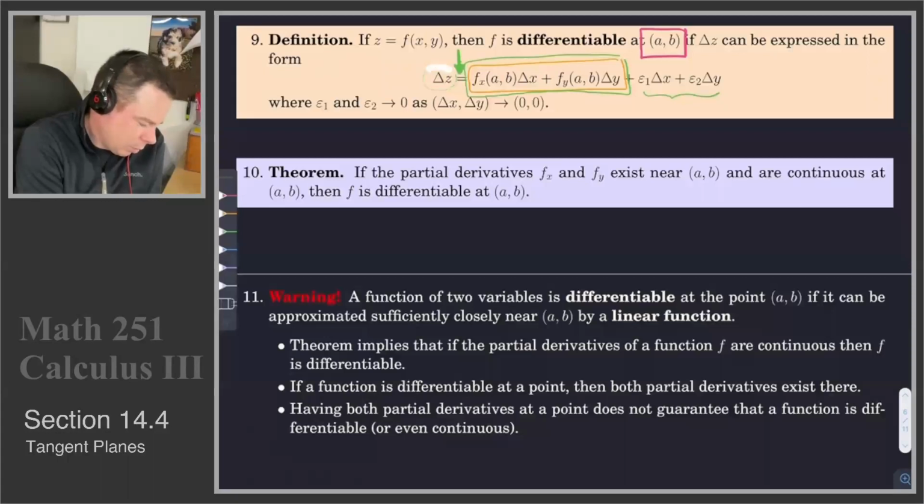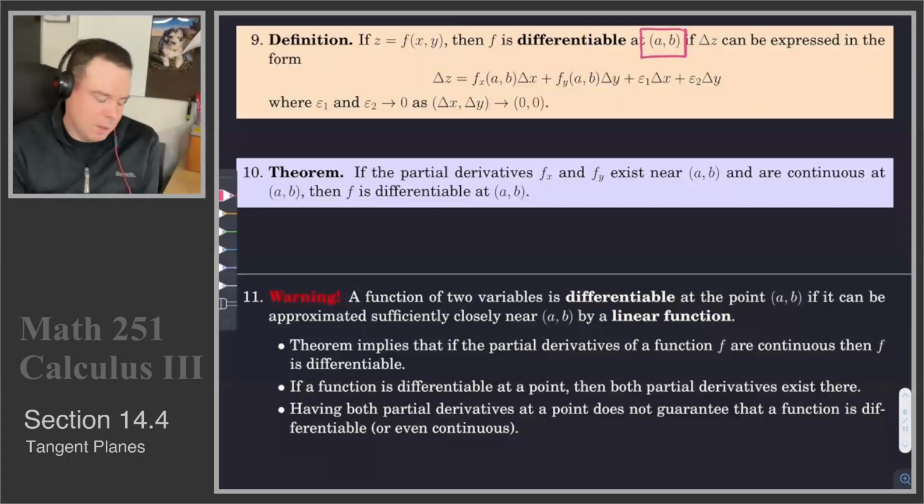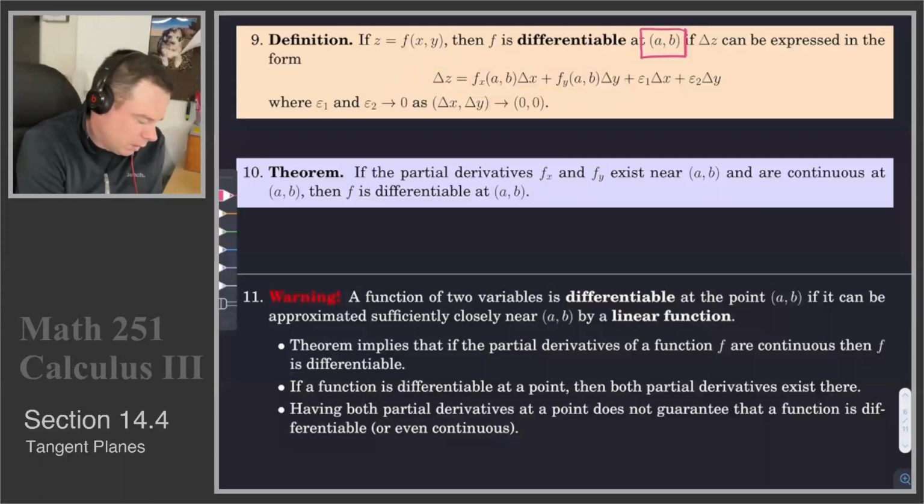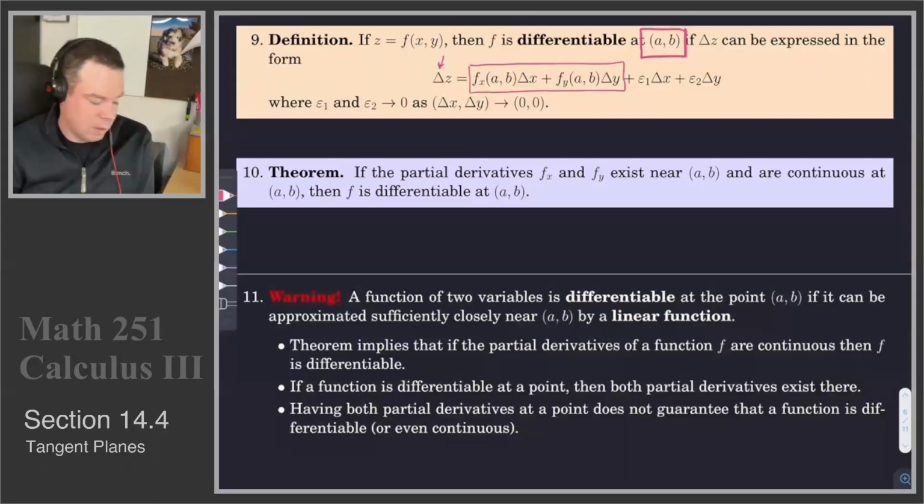I'll just erase some of my markings. So what we have is a function is differentiable if at a point (a, b), we're standing at that point and we move a little bit away from it. The value to get back onto the surface again, that's the delta z. That's how much I have to go up or down to get back onto the surface again if I move away in some x direction and some y direction.